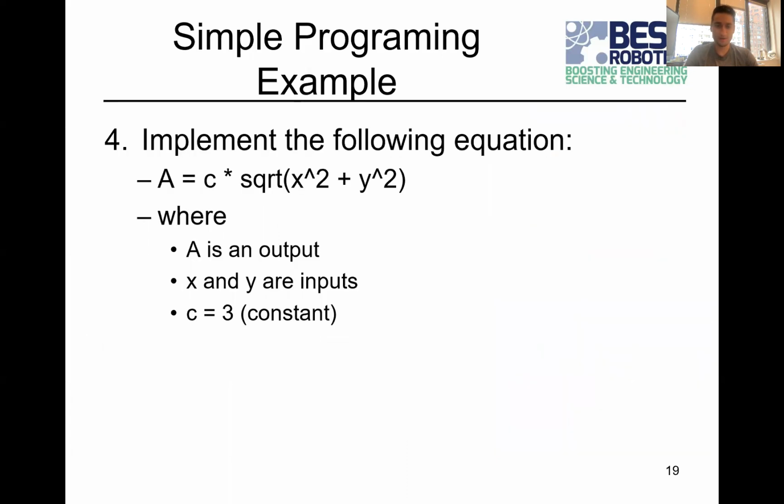Let's do a simple programming example. So we just want to implement the simple equation where a equals c times the square root of the quantity x squared plus y squared. So you want a to be the output, right? X and Y are the input blocks, those first signal blocks, and then C is just a constant.